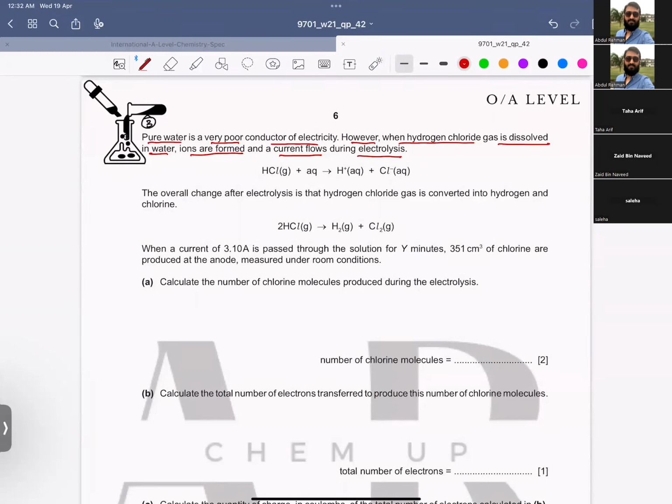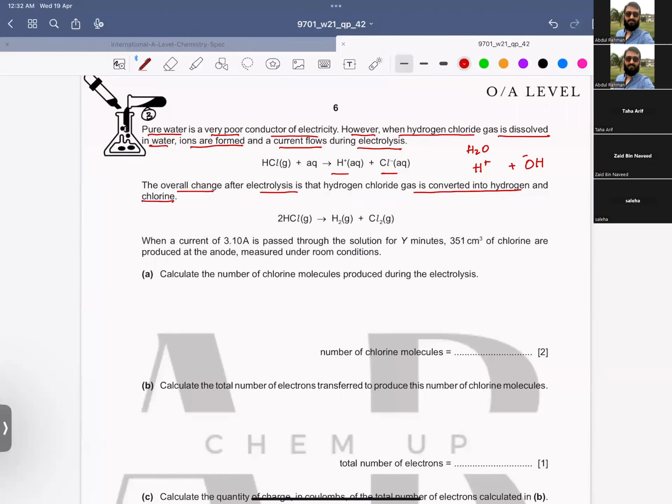So on dissolving hydrogen chloride, hydrogen ions and chloride ions are formed, along with water itself dissociating into hydrogen ions and hydroxide ions to a larger extent. And as a result, it will be able to flow the current. The overall change after electrolysis is that hydrogen chloride gas is converted into hydrogen and chlorine.